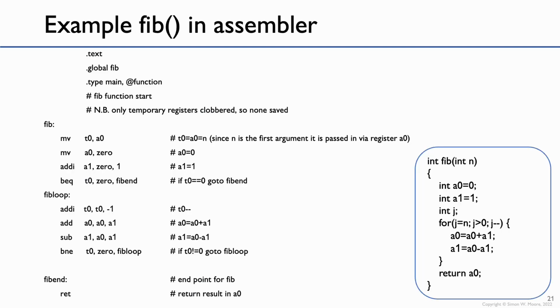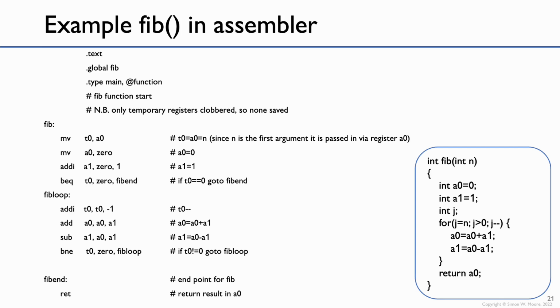Now let's have a look at an example function in assembler. Here I've got an example in the box on the right of an integer function that computes the Fibonacci sequence. It's a very simple bit of C code, which hopefully makes sense. It's not that far removed from what you might see in Java, and it just goes around a loop performing that calculation.